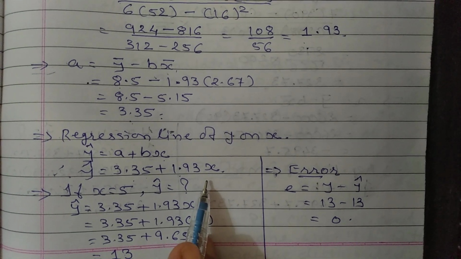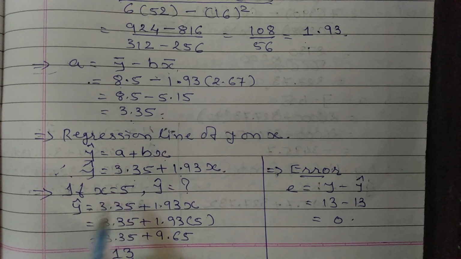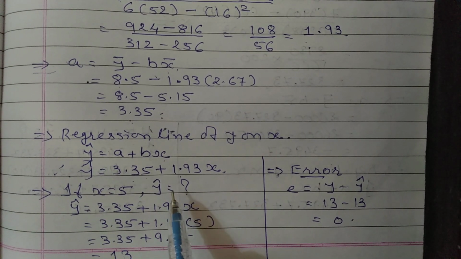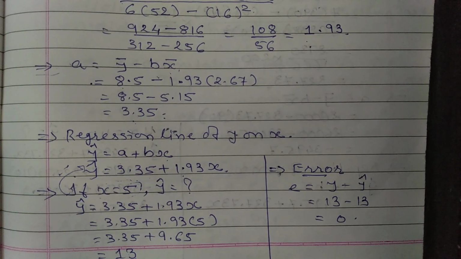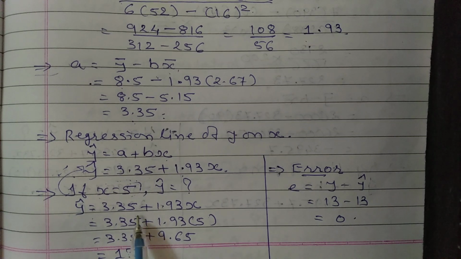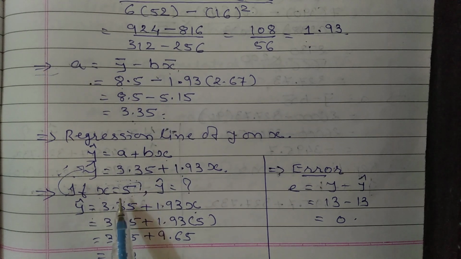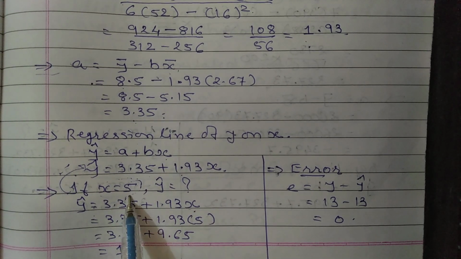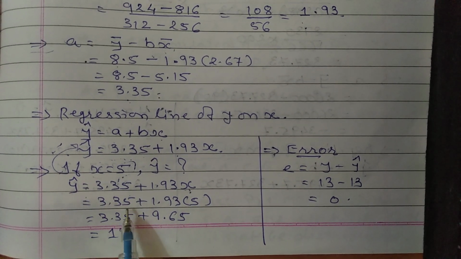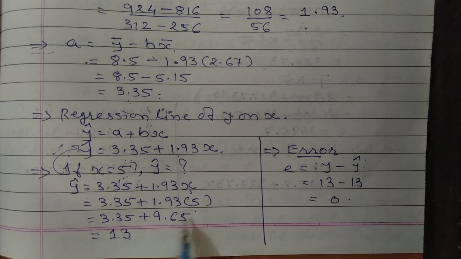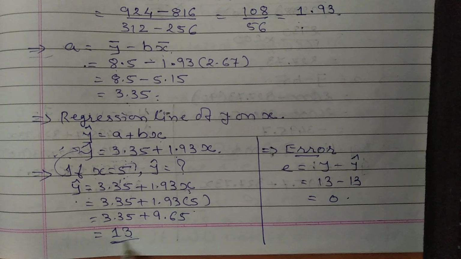Now, they have asked to estimate the value of y when x is equal to 5. Nothing else, don't worry about it. You are supposed to place the value of x in this equation. Y cap is equal to 3.35 plus 1.93 x is given, and the value of x is 5. Place x equal to 5 in this equation. That means 3.35 plus 1.93 into 5. So y cap, the estimation of y, comes to 13.